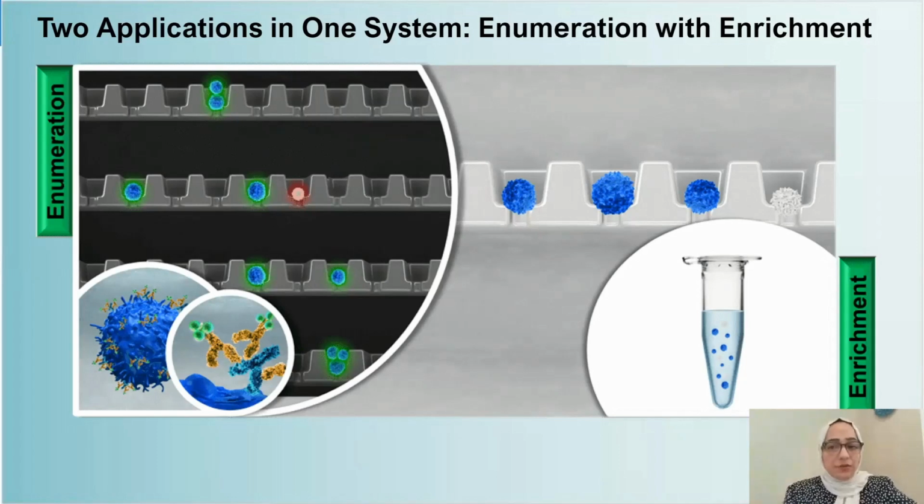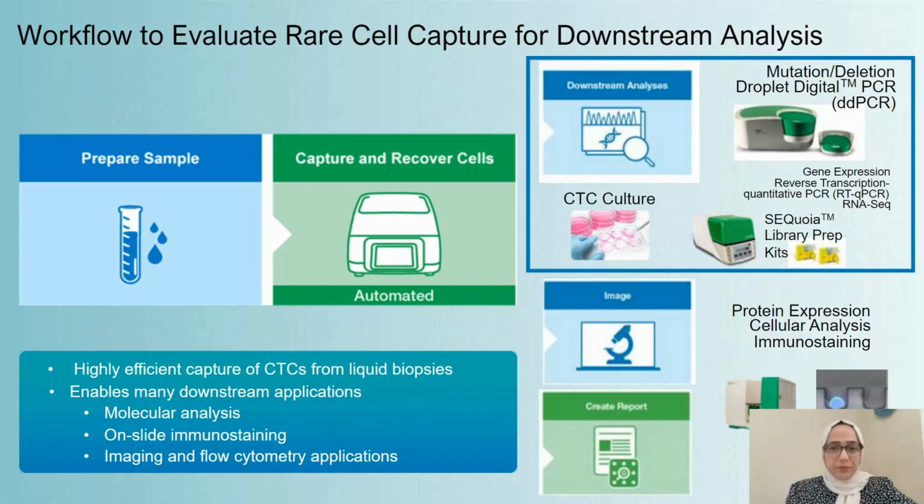The platform enables two different automated applications on the same system. Enumeration is for counting the number of captured CTCs using a fluorescent staining protocol, as you can see here on the left, and enrichment for the retrieval of viable CTCs for downstream analysis, as it shows on the right. For today, we will share a proposed workflow to evaluate rare cell capture using the Genesis platform, which can provide prepared samples for either cellular analysis or molecular analysis, or both, depending on the experimental design.